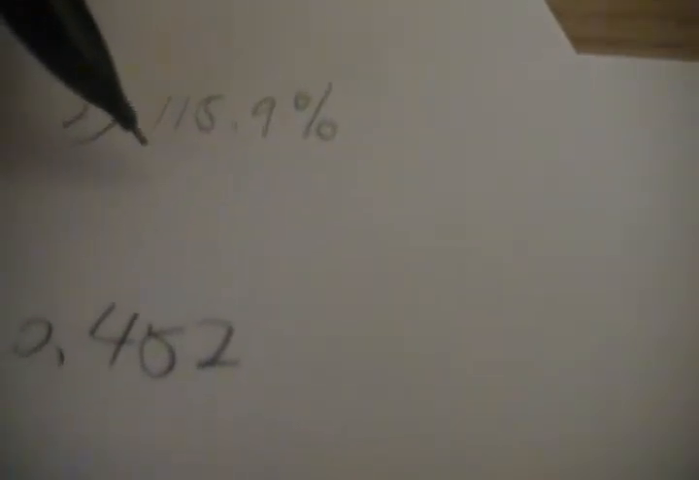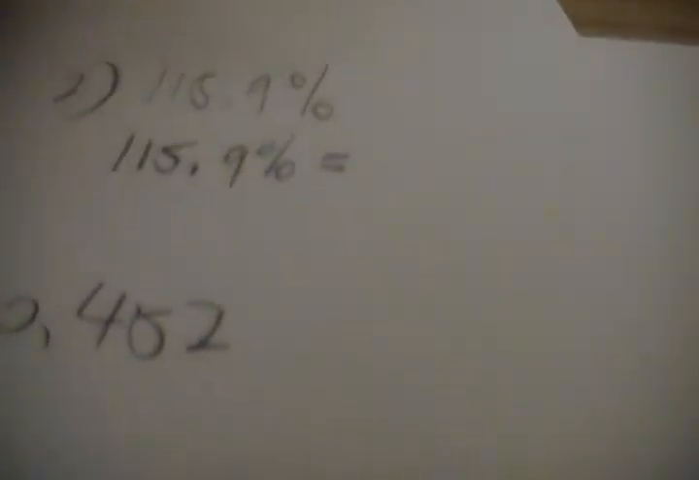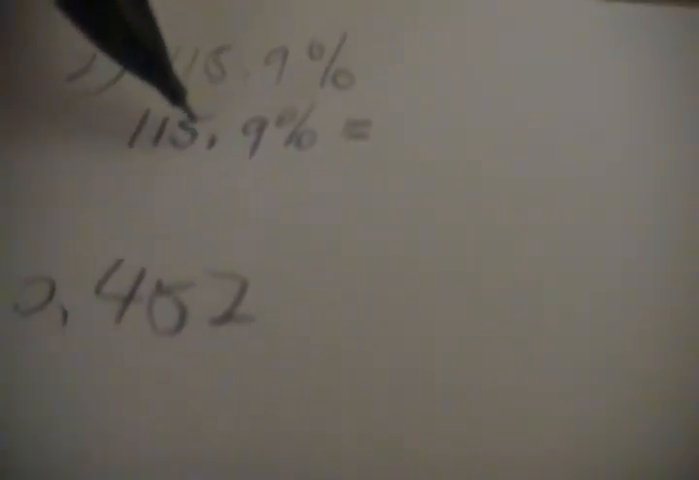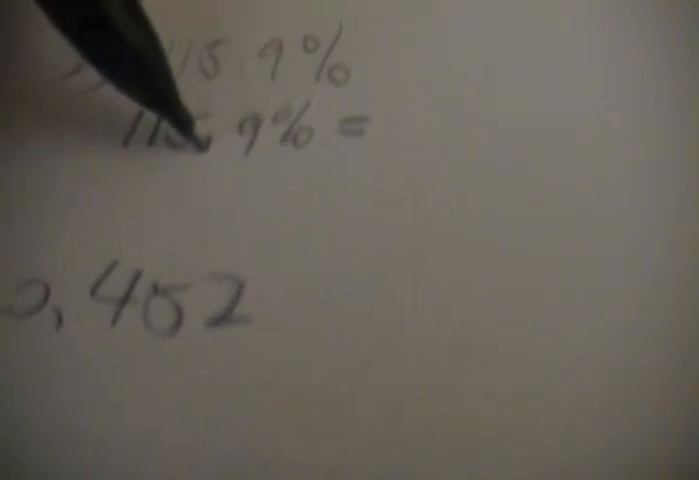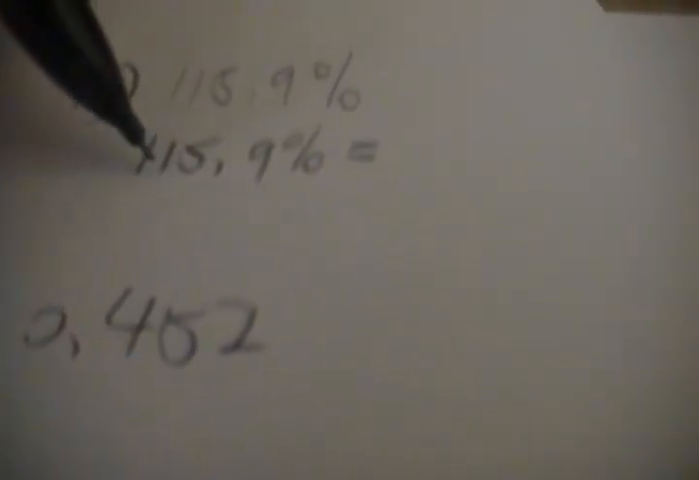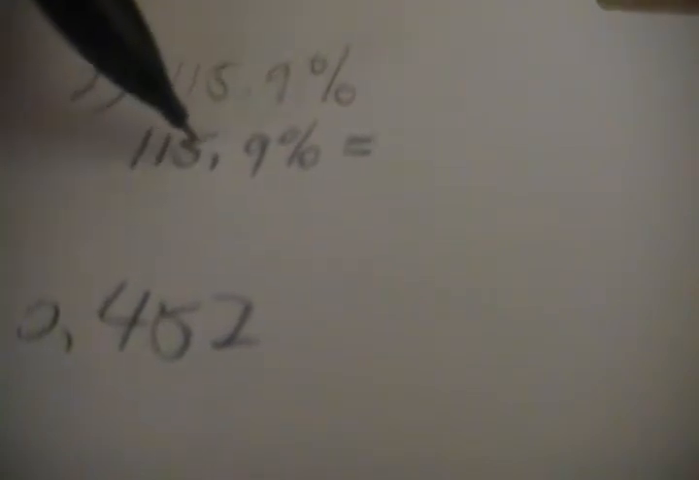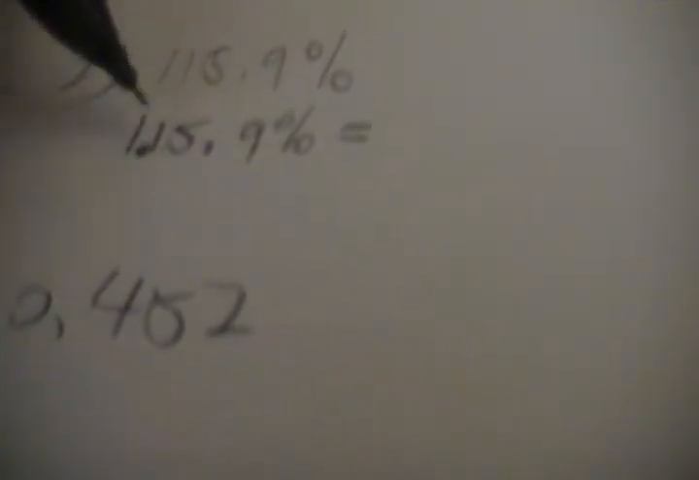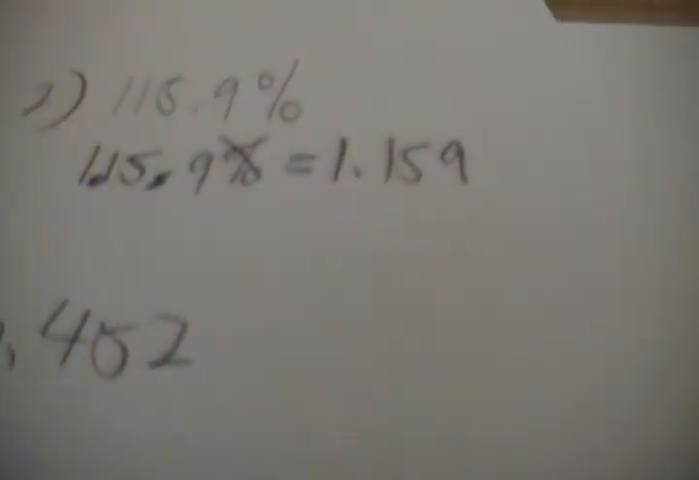Okay, so let's just write down the whole percentage here, 115.9. Now, what's the rule? We move the decimal point over 2 spots, or two places to the left. So 1, 2. So the decimal number is going to be 1.159.